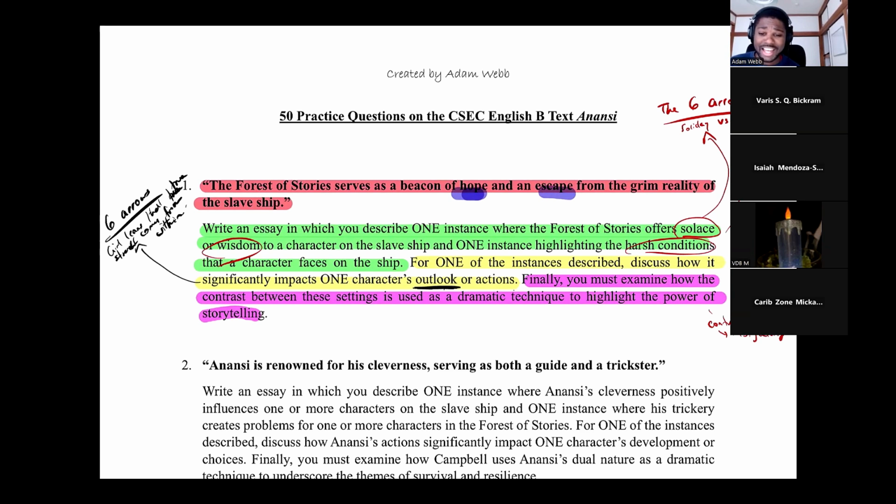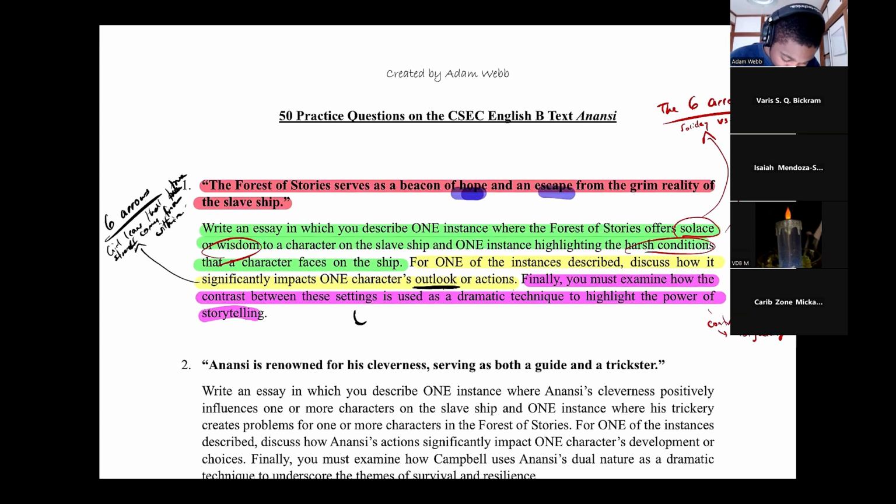This last section is a heavy question, to be honest. We look at the contrast. We already understand the contrast between the two settings. But now we have to look at how it highlights the power of storytelling. This is the hard part. So if I am looking at, you must examine how the contrast... First thing, what is exactly the contrast here, right?